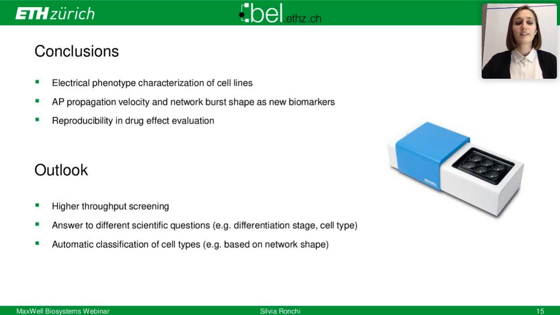As an outlook, if you remember at the beginning, I told you that we used 83 MEAs. So a platform like the MaxWell would offer high throughput screening and allow us to test multiple compounds and more drug concentrations. We could also try to answer different scientific questions, for example, evaluate the differentiation stage or try to recognize a specific cell type. And we could also work towards an automatic classification of the cell types using some metrics that are really characteristic of the cell type. And today I showed you the network shape as one of them.